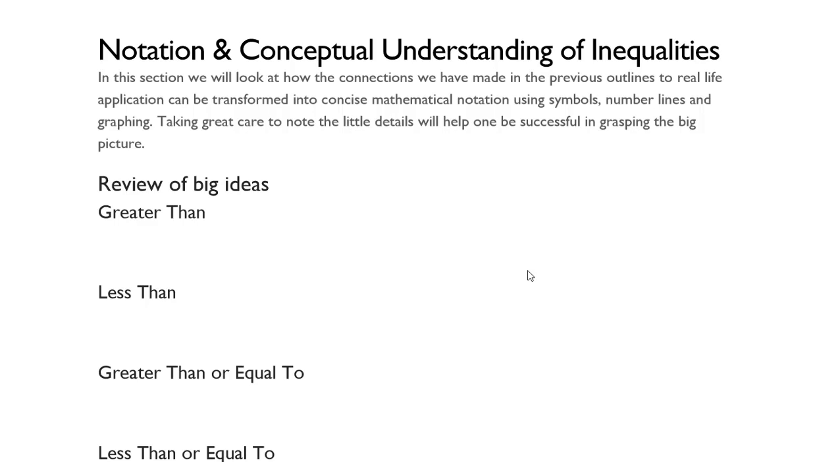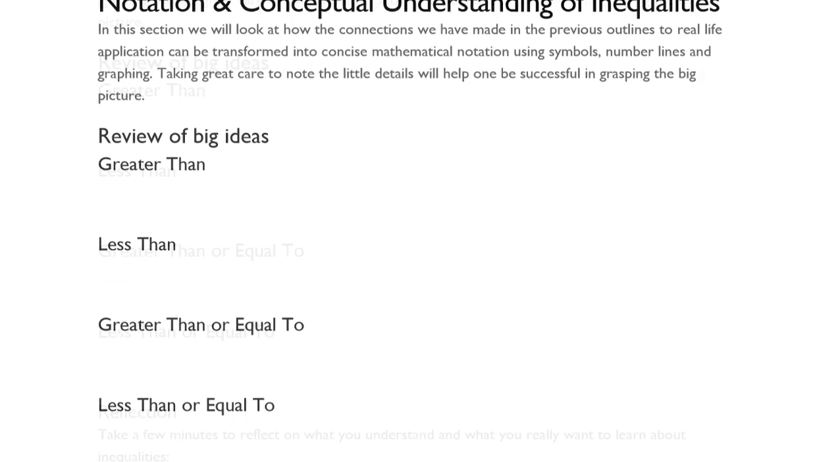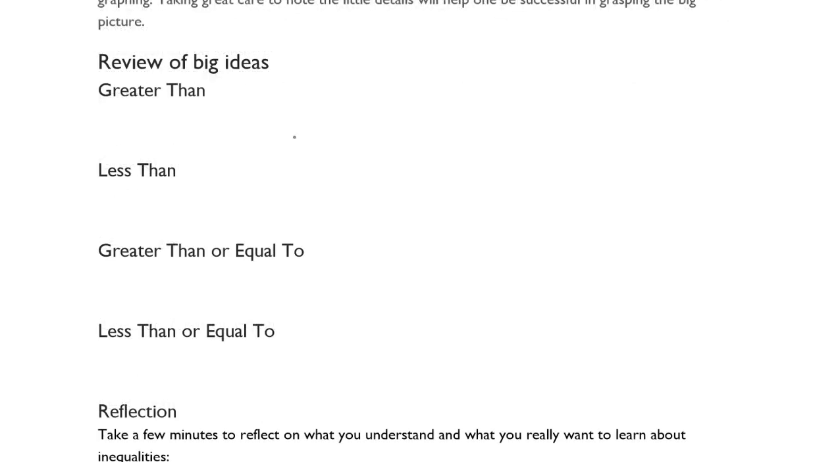Let's look at some of the big ideas as a review. So for the first one, let's talk about the greater than. Greater than could be represented with an open parenthesis, or a parenthesis opening to the right, an open dot with an arrow toward the right, an inequality symbol pointing to the right, and we could also say things like more than to represent this. We could also say greater than, but that's already there.